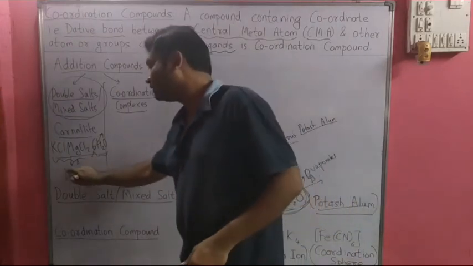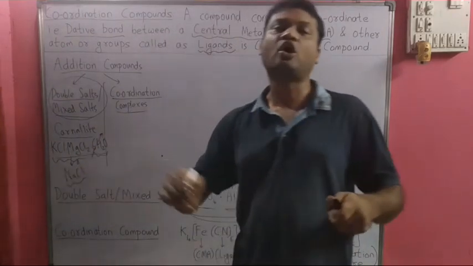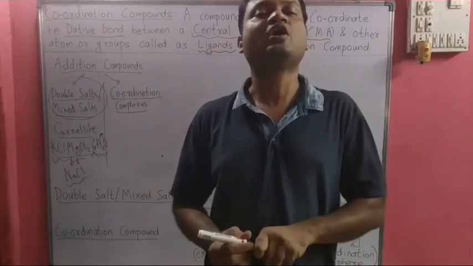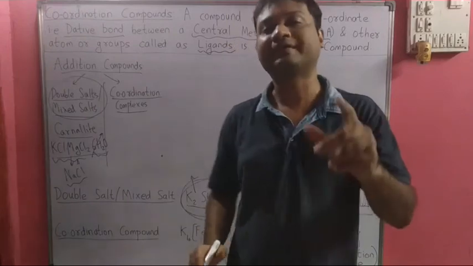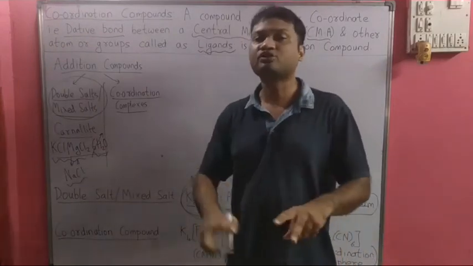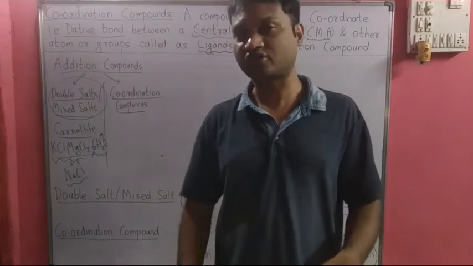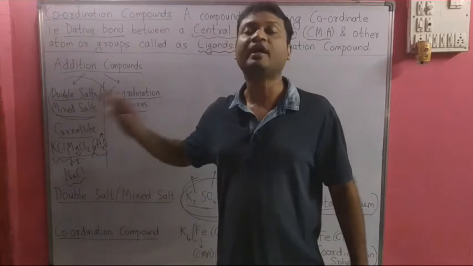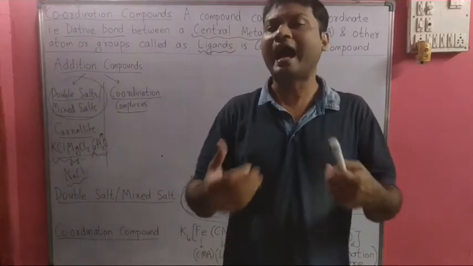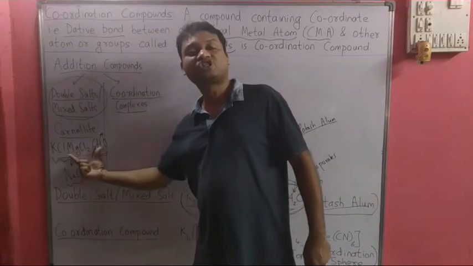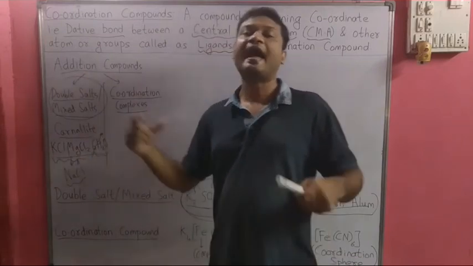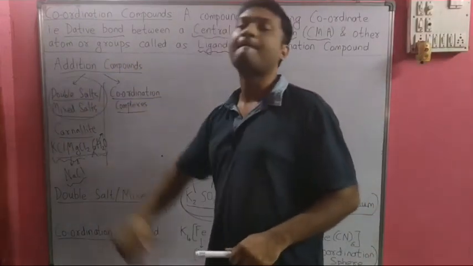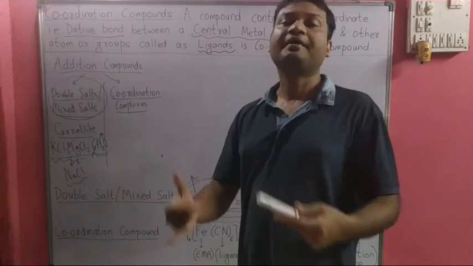Simple salt example we already took. A simple salt is just a single salt like NaCl or KCl or Al2(SO4)3. A double salt is a mixture of two salts like KCl·MgCl2. With water of crystallization, it will form a crystalline substance, and on heating that crystalline double salt, we will get anhydrous salt. So this is about the classification of addition compounds into double salts.